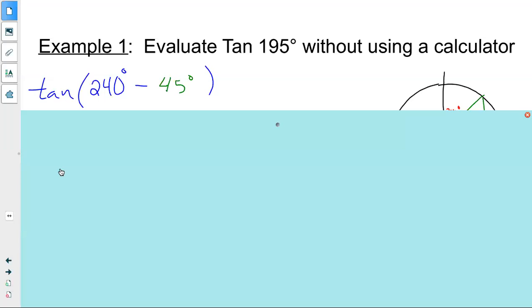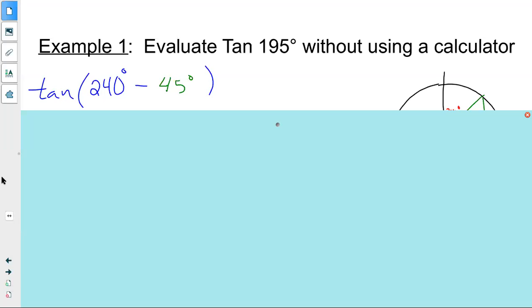So first example here is to evaluate the tangent of 195 degrees. Again, this is all without a calculator. So the hardest part is deconstructing 195 degrees into the sum or difference of 2 angles. You can usually do this quickly by either adding or subtracting the basic special angles, 30, 45, and 60 degrees, to find some pair that works.